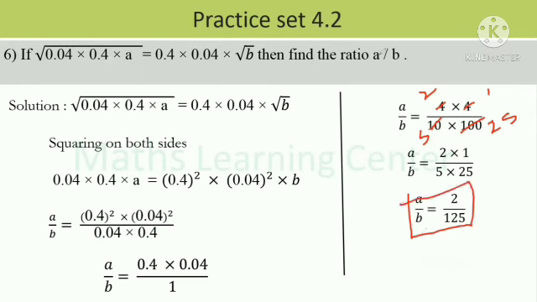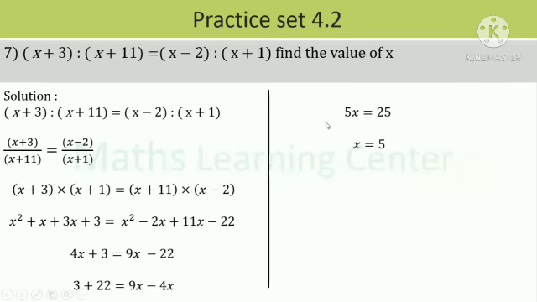I hope you have understood. Okay, now proceed to the next question and the last one. That is also very simple. Ratios are given: x plus 3 is to x plus 11 equals x minus 2 is to x plus 1. Find the value of x.